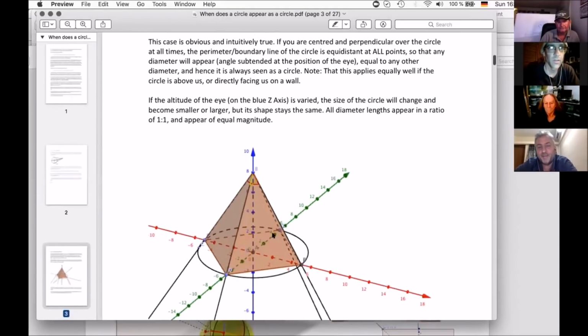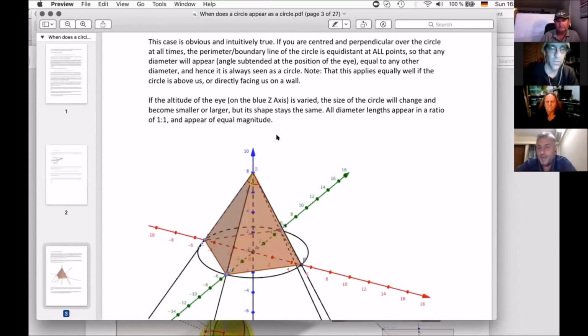What he's saying is that if you've got a circle here, which I'm drawing on the ground, and I'm directly above the center of the circle, at any altitude, then when I look down at that circle, it will always appear to be a circle. It'll get smaller the higher I go, but it's always a circle. The reason is that the angle subtended at the eye is always equidistant to any of these points. So any diameter will appear to be the same ratio, and if two diameters are the same, then it must be a circle. If two diameters are not the same, then it's an ellipse.